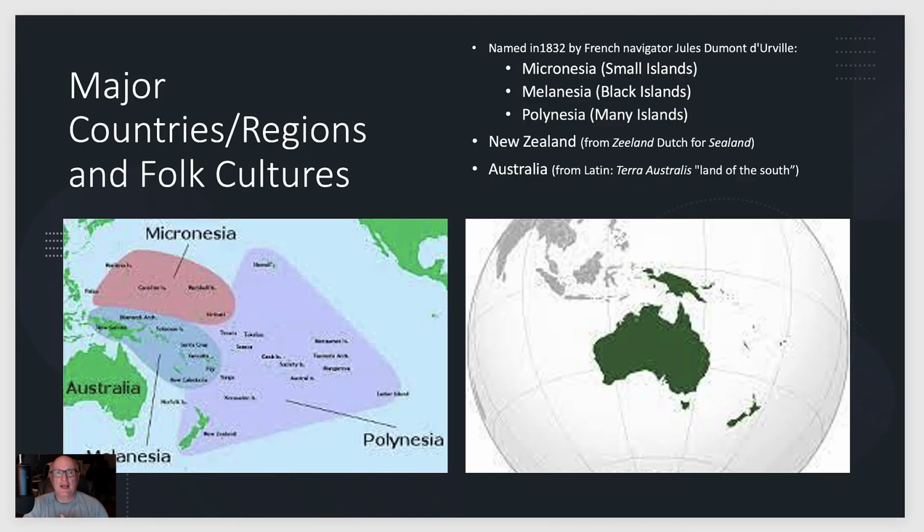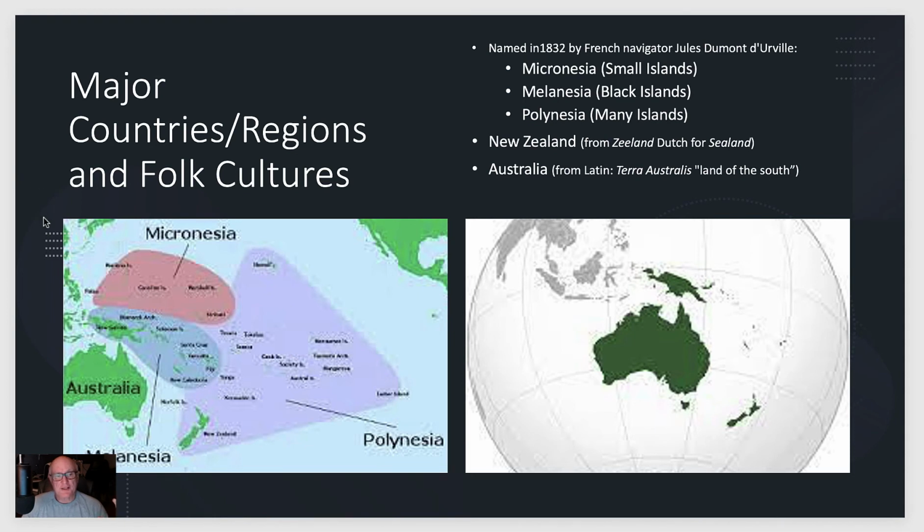So we're going to look at basically five regions, and the first three were named by French navigator Jules Dumont d'Urville, and he called the first one Micronesia. You can see that on the map to my left, which means small islands. And then Melanesia, and that means black islands. And here he was referring to the color of the people's skins. So it's kind of a racist term when it was first put together.